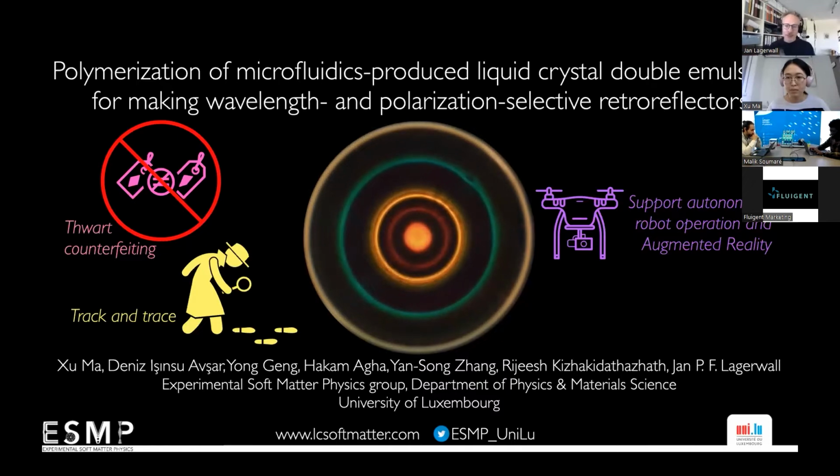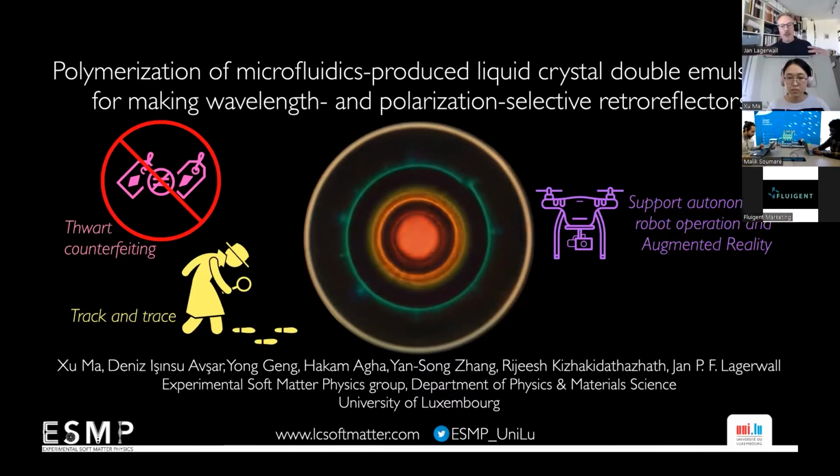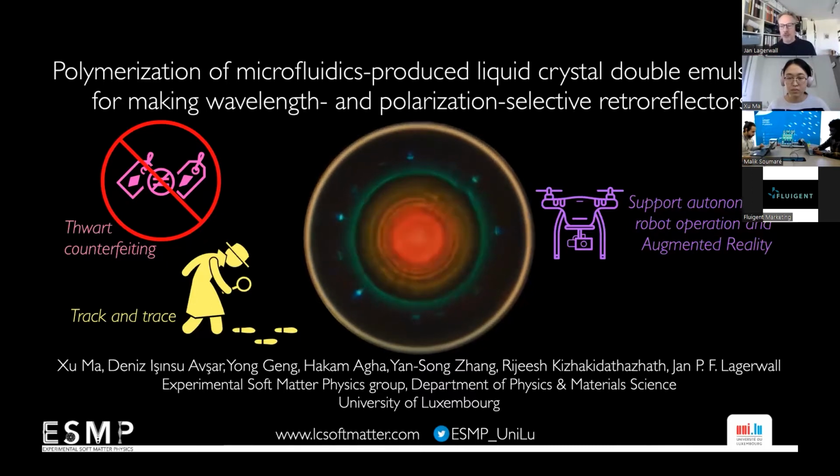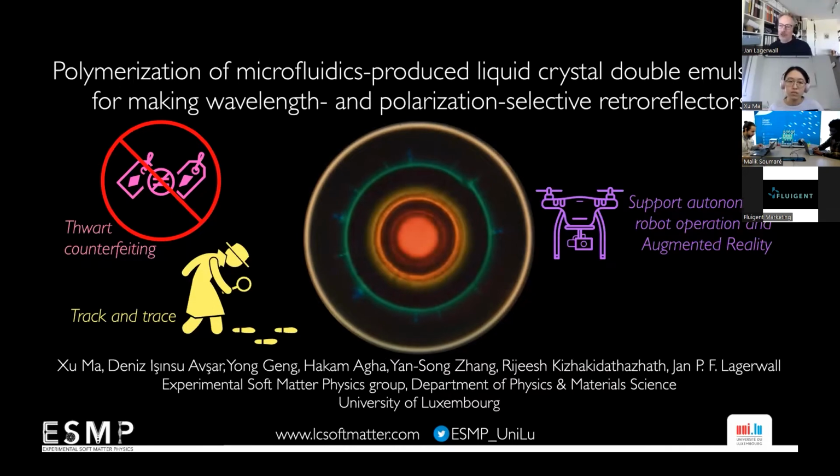And this process of polymerization actually leads to some very interesting features as well, because you get shrinkage from the polymerization, and now you shrink a shell around a droplet that does not want to shrink. And you'll see that that gives rise to some very interesting effects as well.